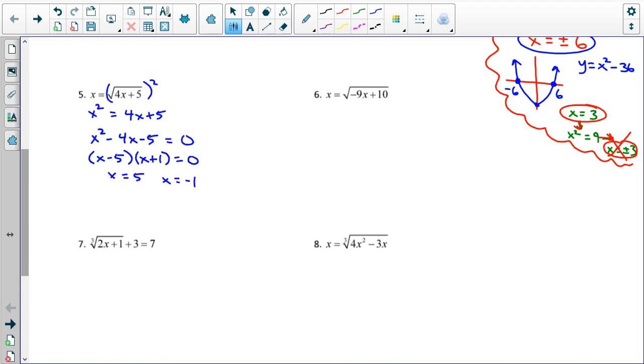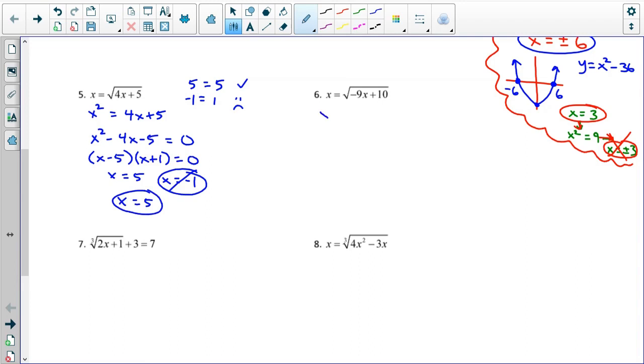If I substitute 5 back in, I get 5 equals the square root of 20 plus 5. So that's good. But if I substitute -1 back in, I get -1 on the left equals a square root. I know this is going to be a problem. So I can't have -1 equals a square root. And what happens is if I sub -1 in, I get the square root of 1. -1 does not equal 1. As a result, only x equals 5 is an answer to this problem.